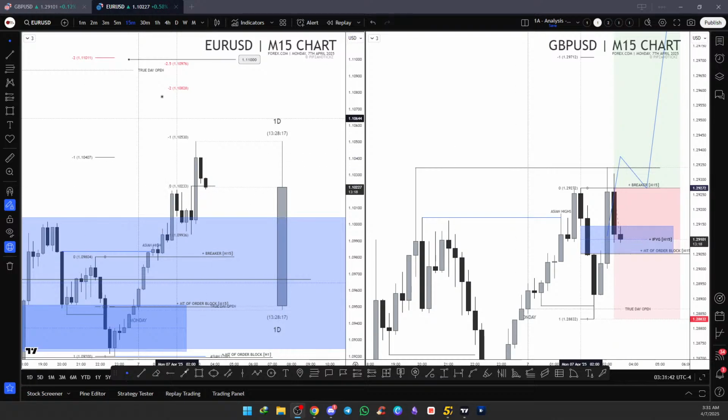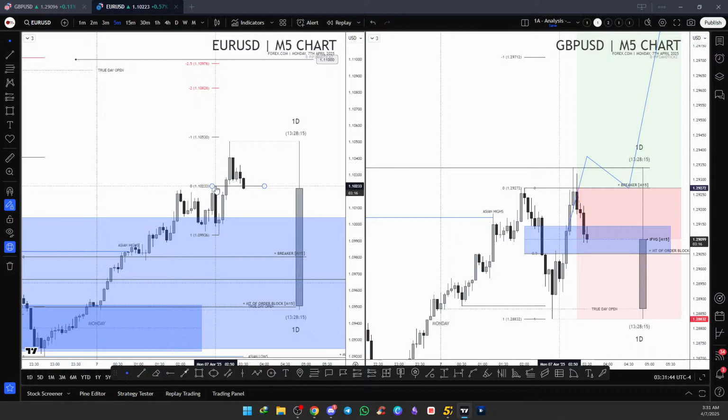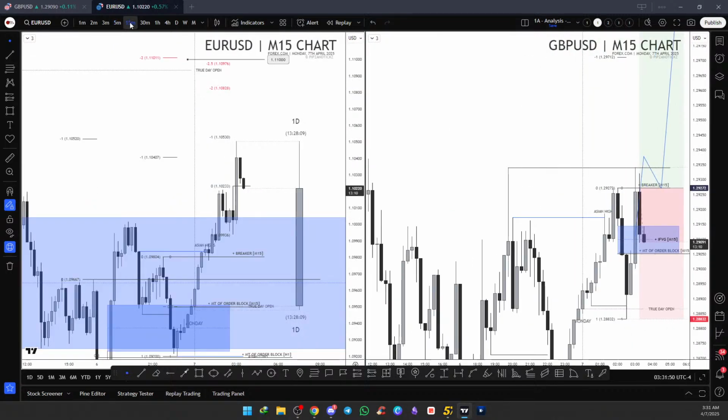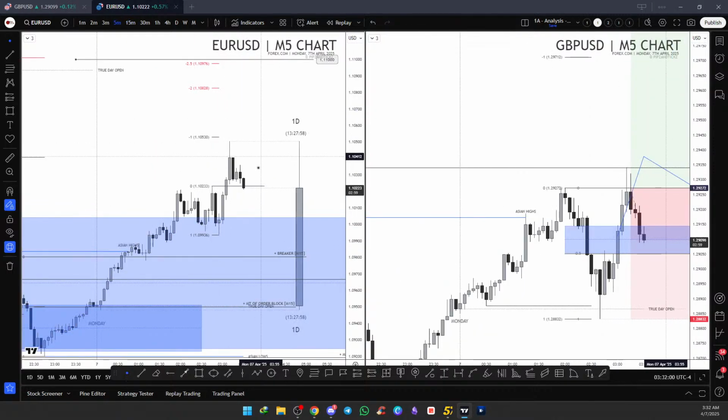In the M5 time frame, price has reached this breaker as well, but I will not be trading this move. I'll just tape read this move as of now because I have not seen consistent results in the M5 time frame. My model works well in the M15, and I need to backtest the M5 time frame first in order for me to trade it. So as of now, I'm just tape reading this move here.